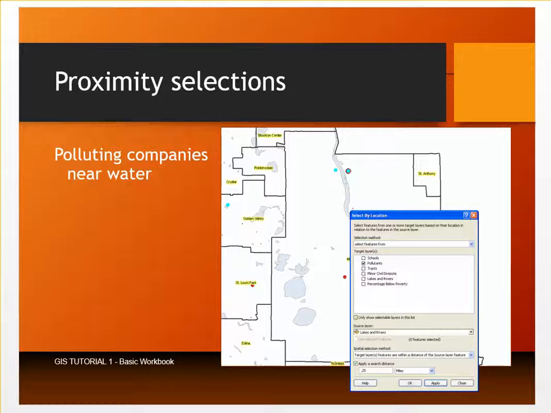You can also use the location tools to select features by location, by proximity to other features. In this case, we're going to select the polluting companies that are within a quarter mile of a water feature. That's in the box that says select by location. You can see in the map behind there that it's selected three features that are within that quarter mile buffer.